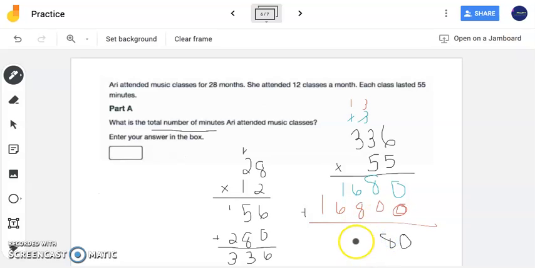Let's see, so 8 plus 6 is 14. I'm going to carry that 1. 6 plus 1 is 7, plus 1 is 8, and 1. Telling me that Ari was in class for 18,480 minutes. That's a lot of music classes. So hopefully Ari really became talented at whatever music, or if she was playing something or singing, whatever she was doing.